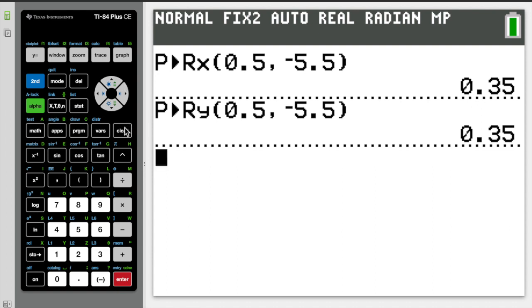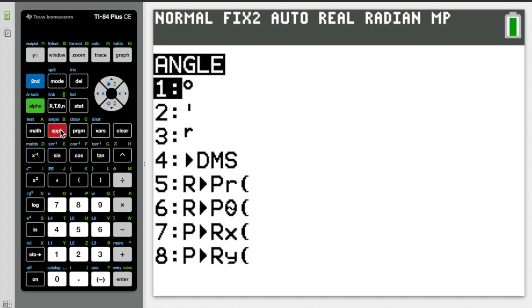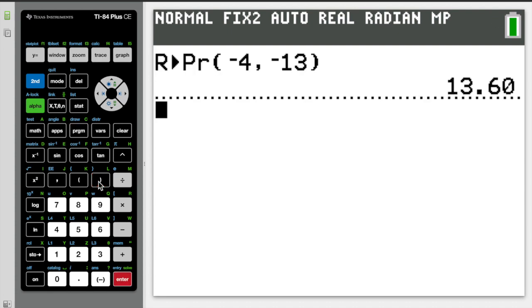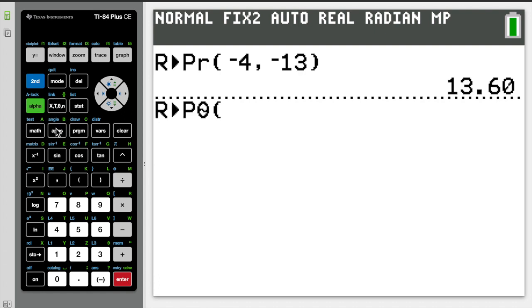All right, let's go the other way. This time let's go from the rectangular to the polar. We'll put in -4, comma, and -13. And there is the radius. Now we go get the angle. Second angle. And I could cursor up there and copy that like I did before, but this one's probably just as easy to type in since there's no decimals in there.